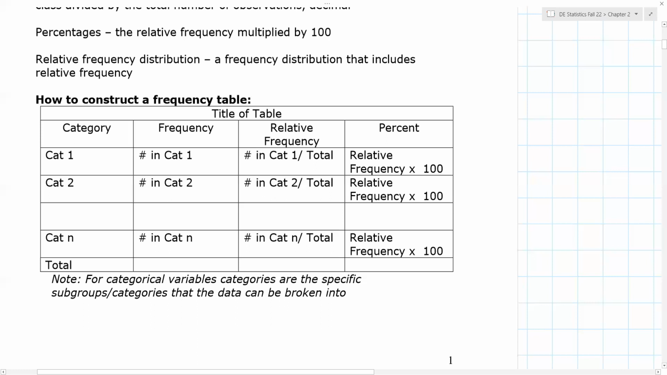Again, that percentage category isn't going to be in all or even most frequency tables or frequency distributions. The most common ones are going to be, you have to have the category, and then frequency and relative frequency are the two most common ones to look at.